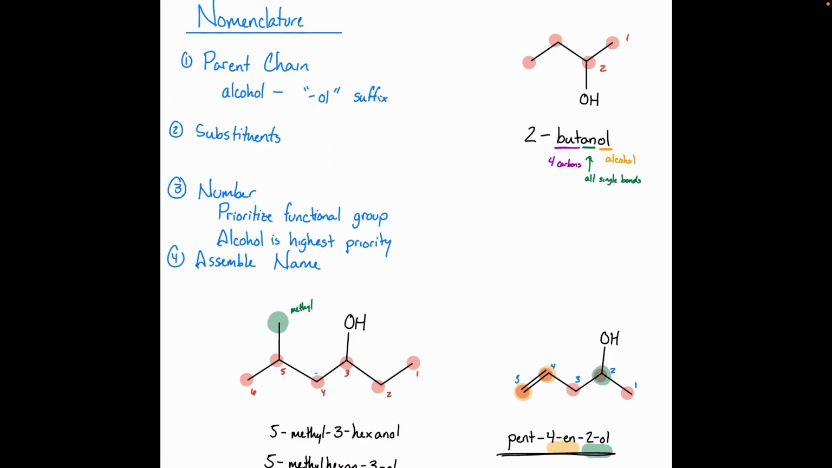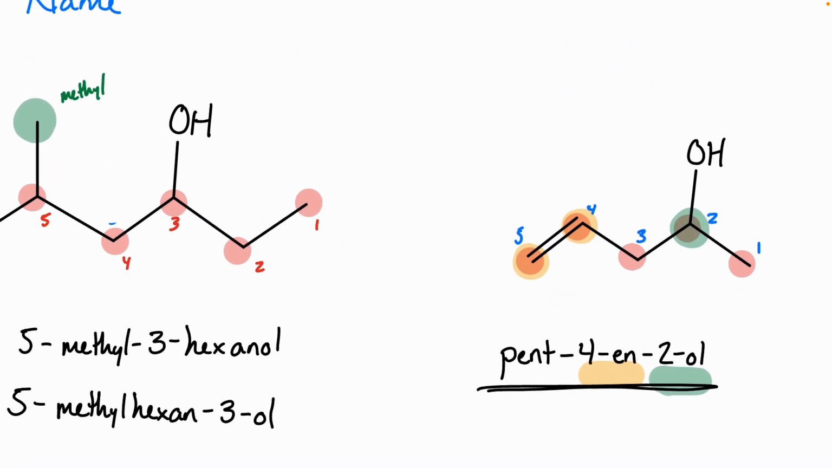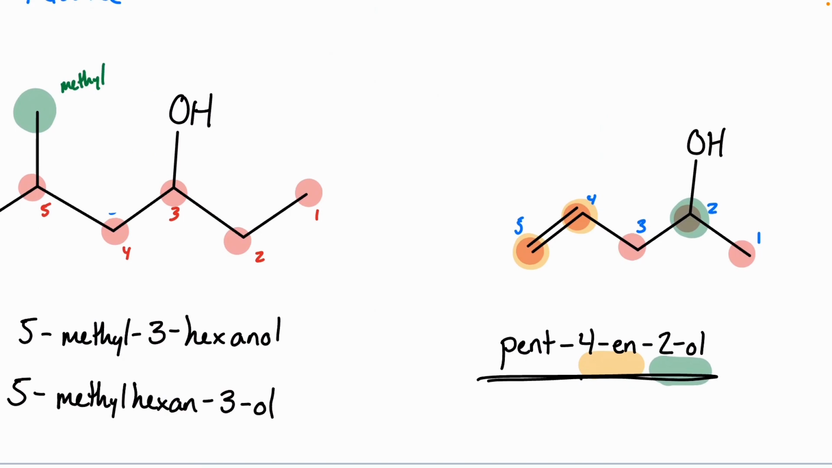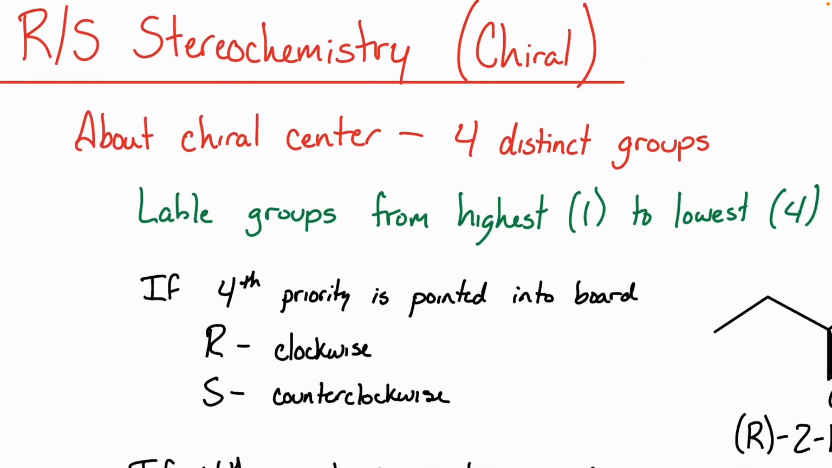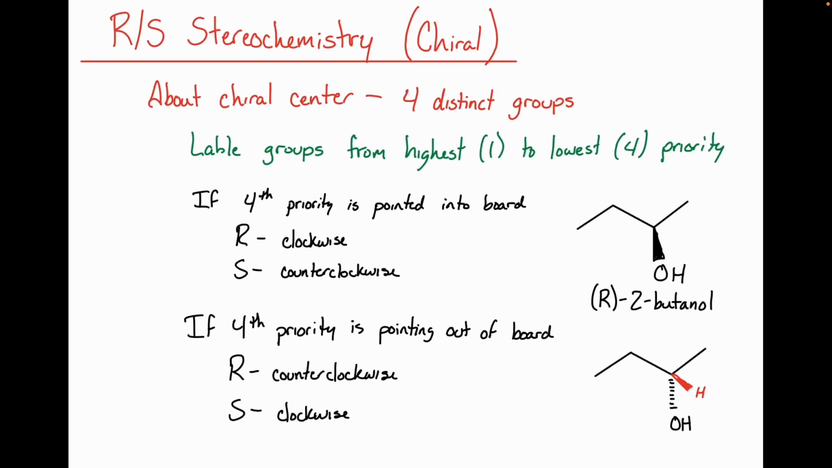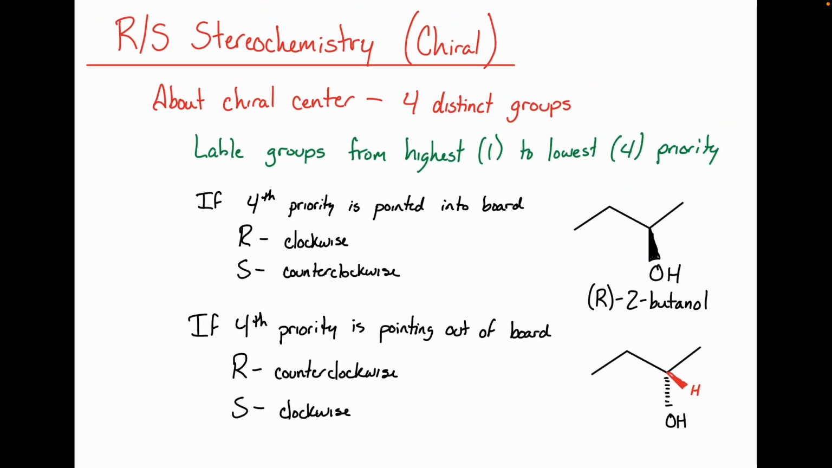All right? So this is the first clash of priorities that we're going to see, when you have both an alcohol and either a double or triple bond, as in this example here, and you have to include both of them in the name, both the location of the double bond and the location of the alcohol group. We're also going to use this as an opportunity to reintroduce and practice the RS stereochemistry that we did last semester. Hey, can't forget about that.